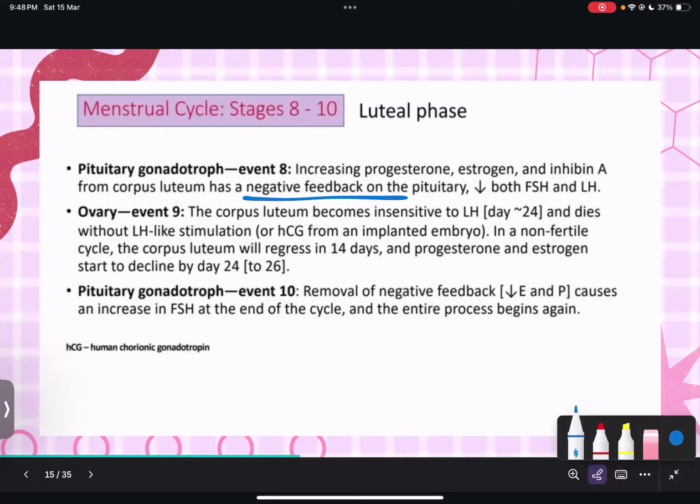The corpus luteum will die off, and the progesterone and the estrogen start to decline by day 24, which will remove the negative feedback on the FSH and LH, so the FSH will increase and the entire process will begin again. All right?